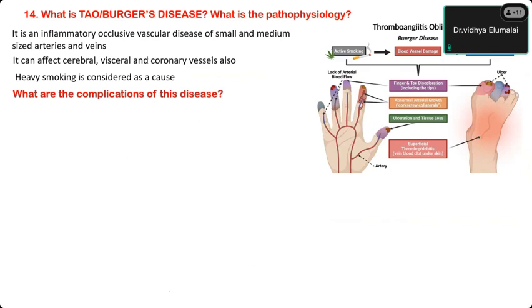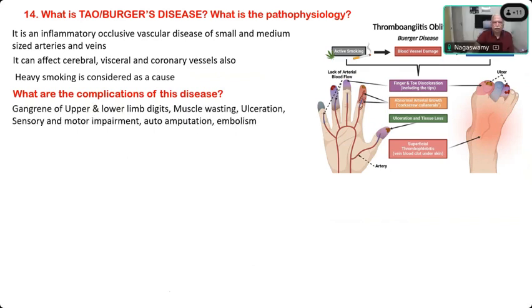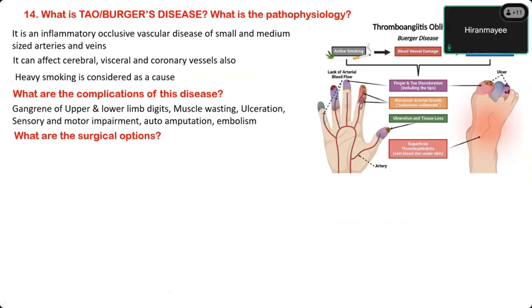Toe ischemia. So it can cause severe gangrene of upper and lower limb digits, muscle wasting, ulceration, sensory and motor impairment, auto amputation, and sometimes embolism also can happen. So the surgical options: revascularization if the collaterals are patent. Why do you require revascularization if the collaterals are patent? They will be supplying the blood, isn't it?